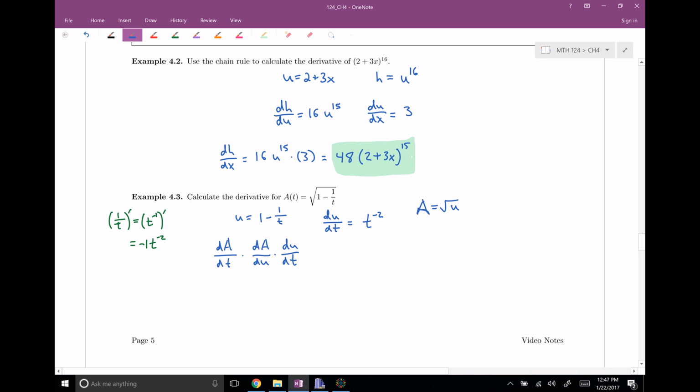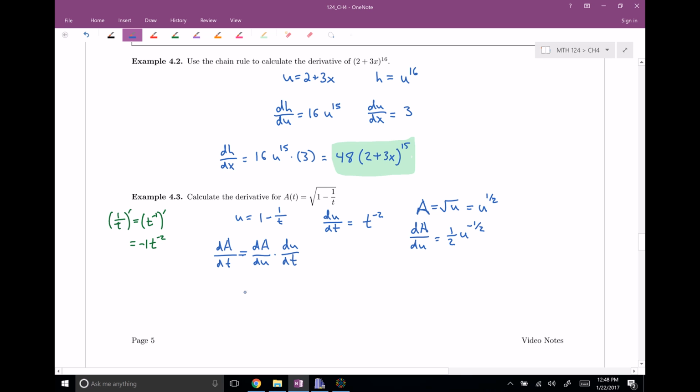Work on my handwriting there. Now I can take the derivative of a with respect to u. Because again, remember, this is just the same thing as u to the 1/2 power. The square root is the same thing as being raised to the 1/2 power. So if I want the derivative of a with respect to u, the 1/2 is going to come down. Then I'm going to have u to the negative 1/2 power.